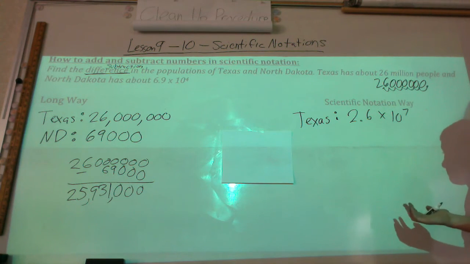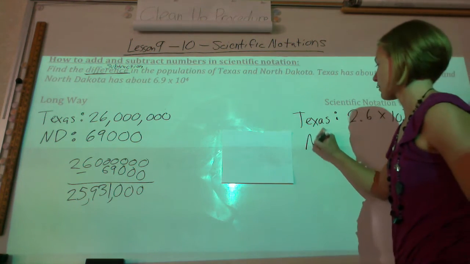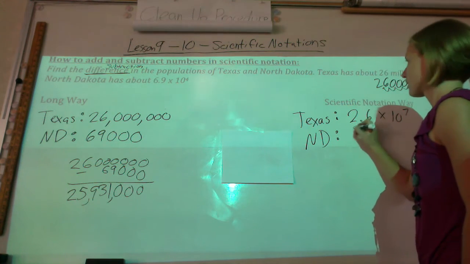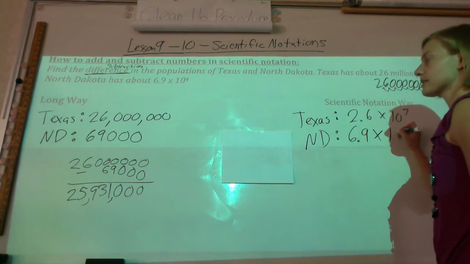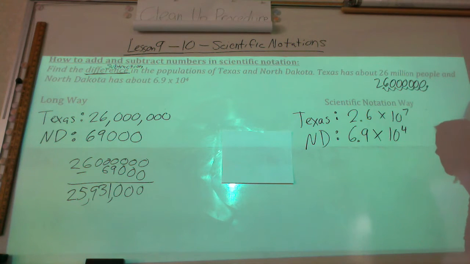And I don't need to change North Dakota because they were nice enough to give it to us like that. North Dakota, 6.9 times 10 to a power of 4. We can't just subtract these the way they are right now. There's actually something we need to do first. We need to change it so both of them have the same power of 10. And luckily, we know how to do that because we know how to manipulate numbers. So the easier way, I'm going to say, is to change Texas. Instead of making this a smaller number, we can just make this a bigger number.